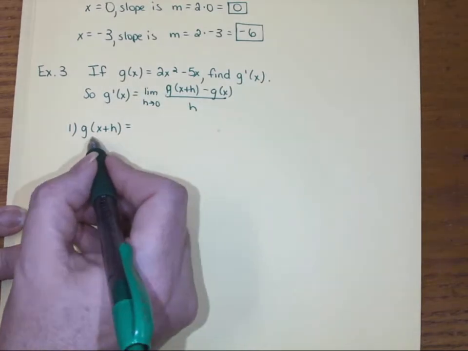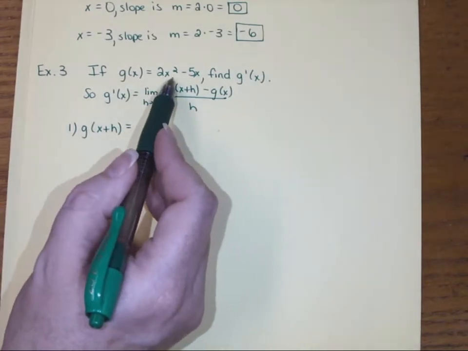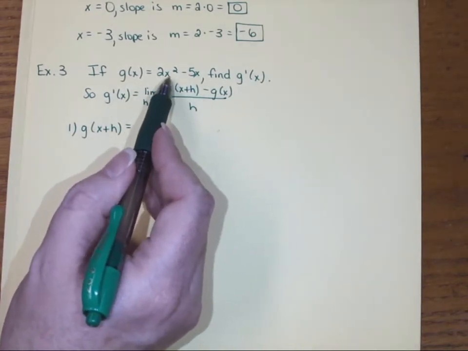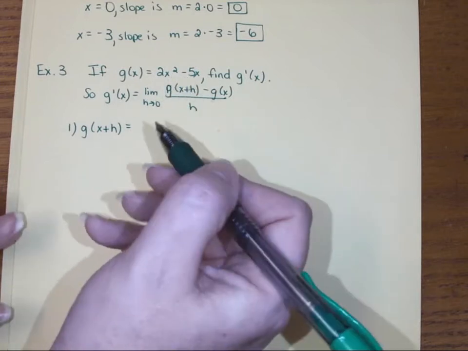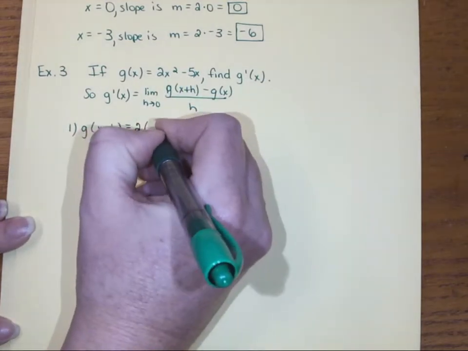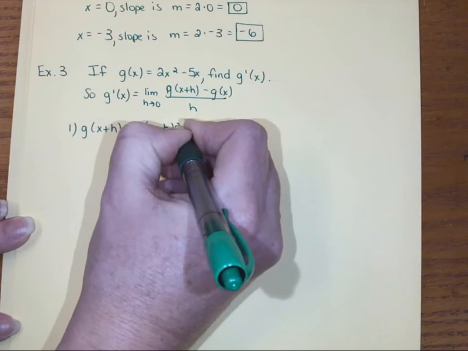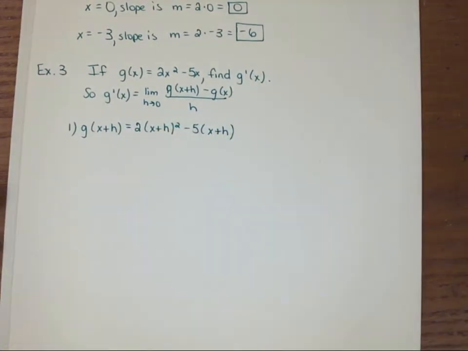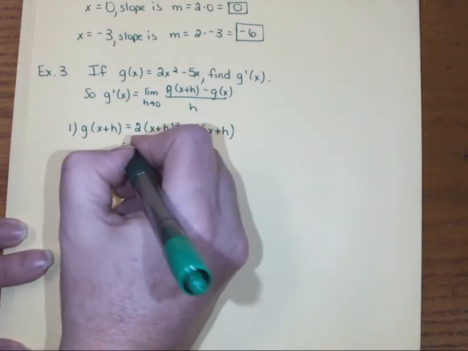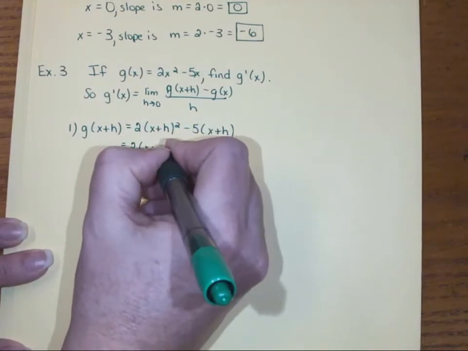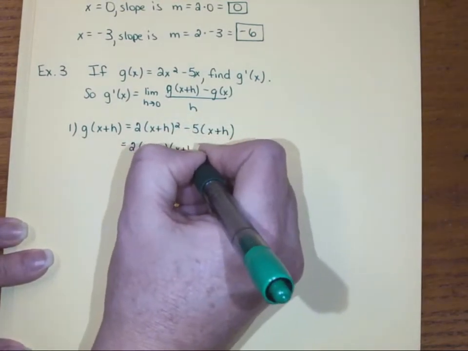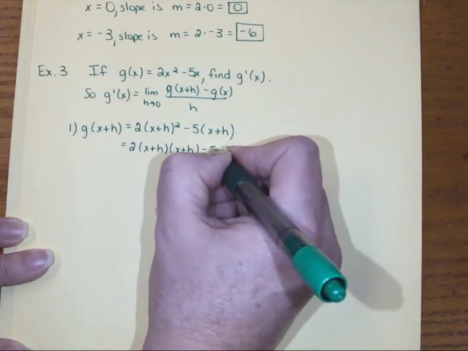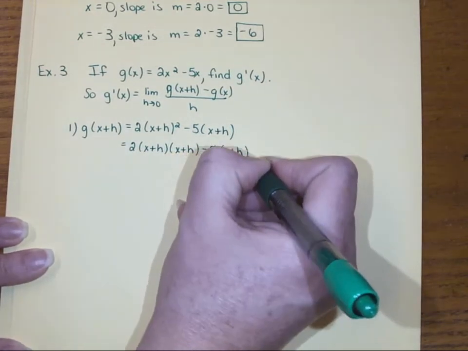So notice if I want g of x plus h, that means come back up here where I'm pointing and plug x plus h in for both x's. So this would be 2 times parentheses squared minus 5 times parentheses. There's kind of a lot of algebra to keep straight here. So here we get x plus h times x plus h times 2, and then minus 5 times x plus h.